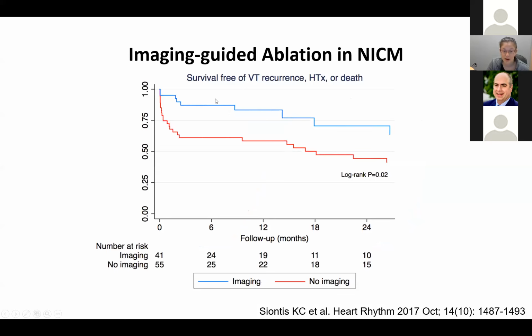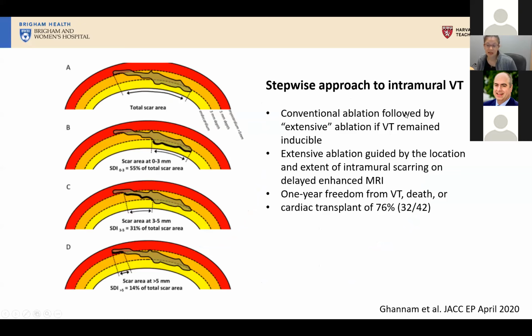If he compared the long-term outcomes of these patients as well, you could see that the survival free of VT recurrence, heart transplant, or death was better among the patients that had the imaging-guided ablation. And in a really recent paper that I think is still pre-publication in press, he's published some further enhancements to this strategy. This was a stepwise approach to intramural VT, where they were using MRI to identify intramural scars.